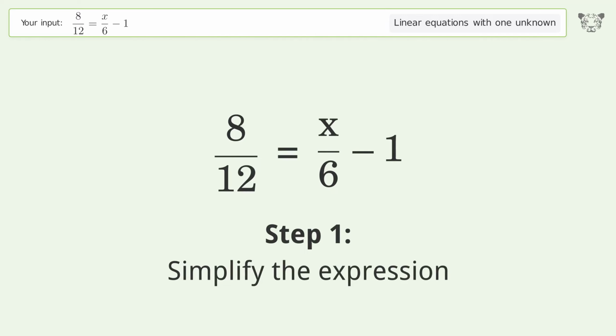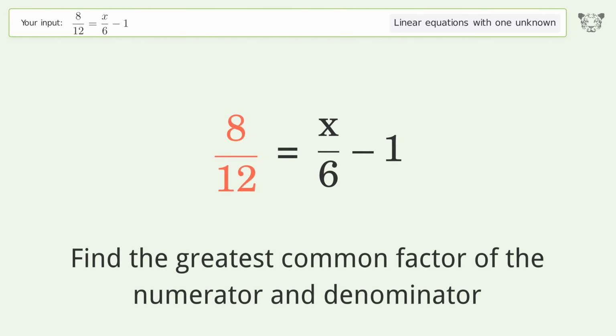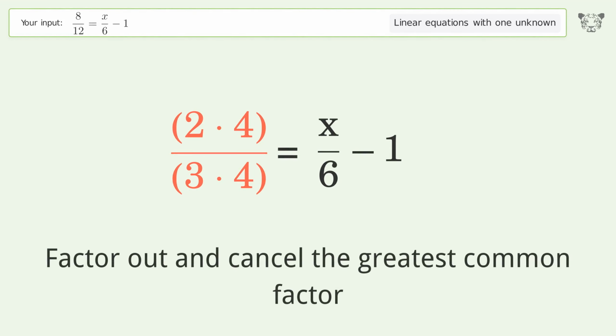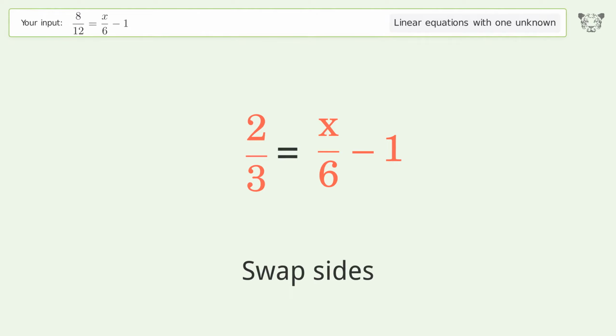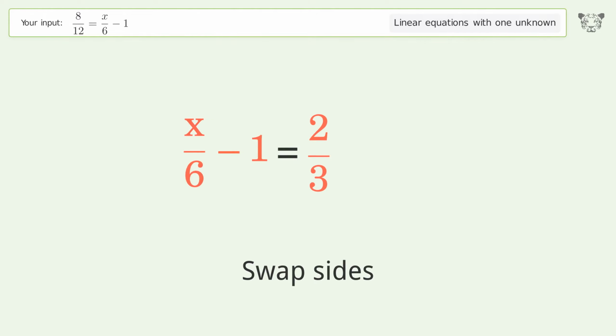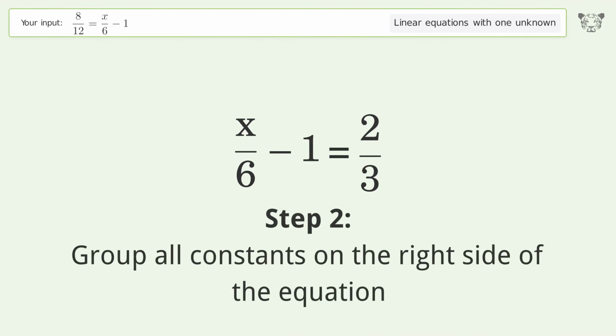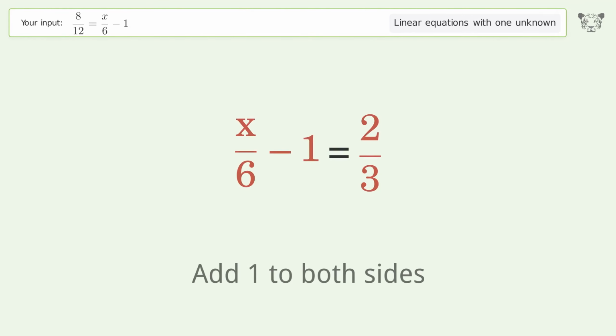Simplify the expression. Find the greatest common factor of the numerator and denominator. Factor out and cancel the greatest common factor. Swap sides. Group all constants on the right side of the equation. Add 1 to both sides.